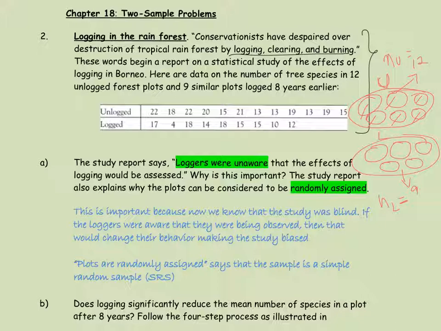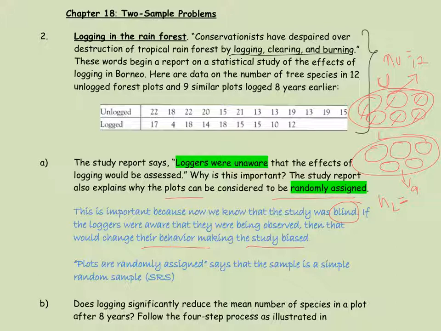The first question says, loggers are unaware that the effects of logging would be assessed. It is important to know this because this tells us that the study is blind. It tells us that there was no bias. If the loggers were aware that the effects were being observed, then that would change their behavior and they wouldn't do as much logging, possibly.